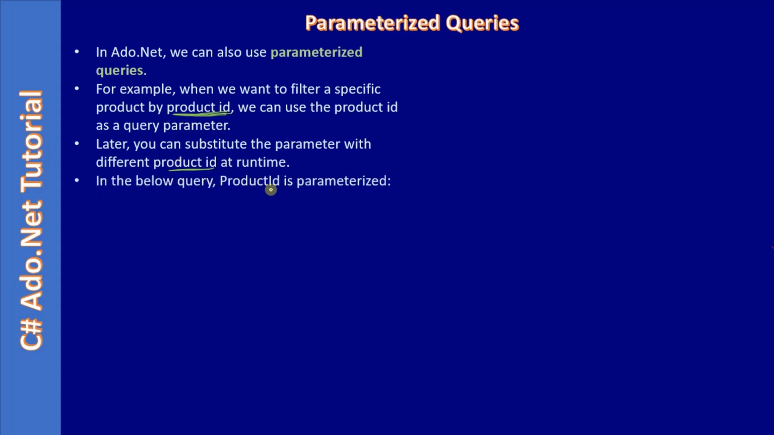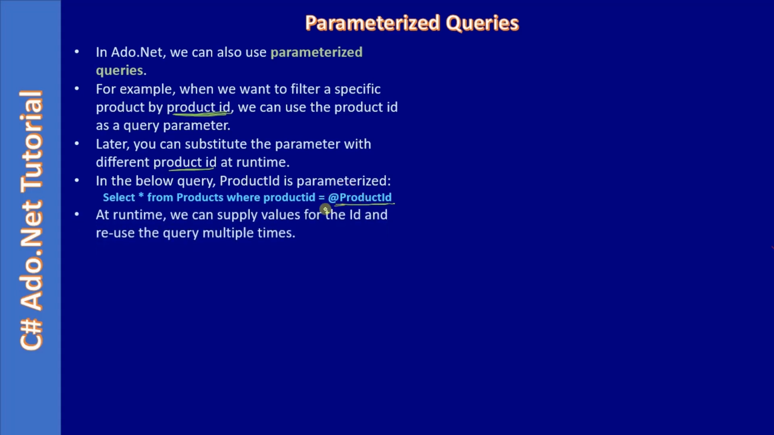In the below query, product ID is parameterized, and you can see select star from products where product ID equal to @productID. So this is the parameter here, and you can notice the symbol @. At runtime, we can supply values for this product ID, and reuse the query multiple times. That means we no need to write a query with a different value.